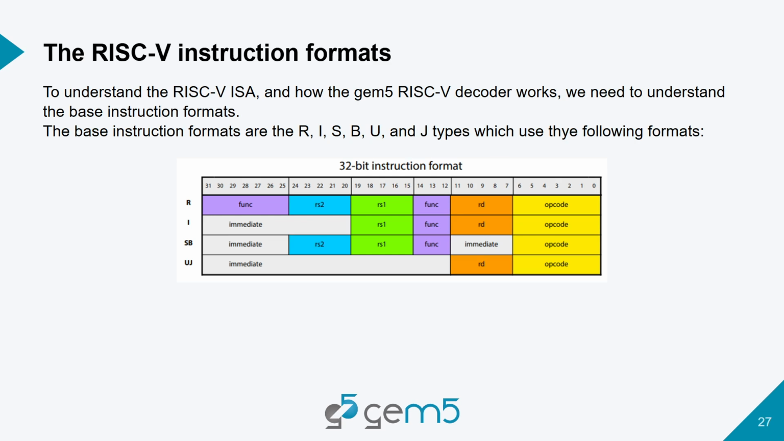You can see if we were dealing with an R-type, we'd also have to parse in and get the second source register. In this case, we don't need to. I-type instructions don't have a second source register, so we don't have to deal with that.